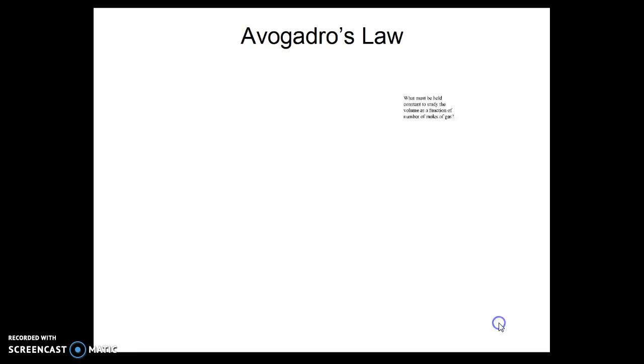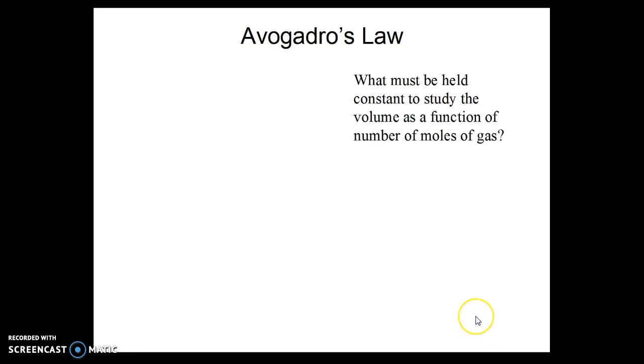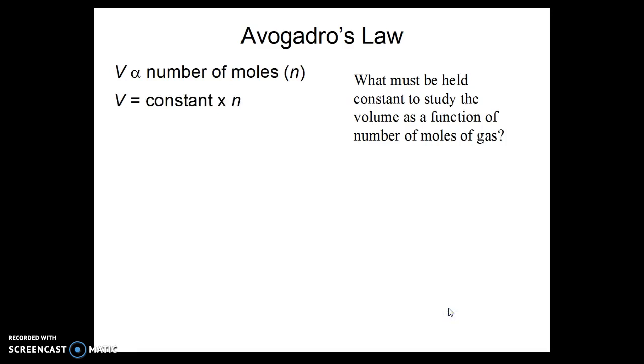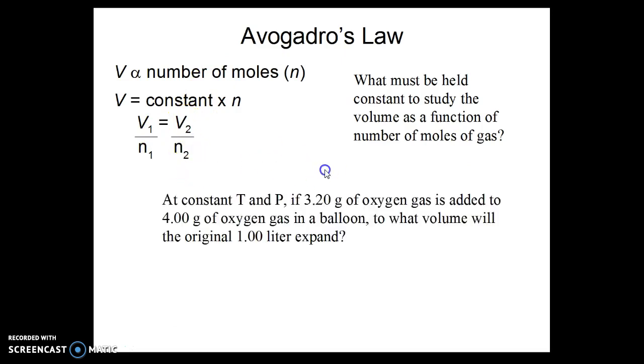We now go to Avogadro's law. What must be held constant if we're going to study the volume as a function of the number of moles of gas? The volume is proportional to the number of moles, so the volume is constant times the number of moles. And therefore we must be letting the number of moles change, letting the volume change, so we're going to have to keep the pressure constant and the temperature constant. Avogadro, remember, found that equal volumes contain equal numbers of molecules at constant temperature and pressure. Our working equation is V1 over N1 equals V2 over N2.